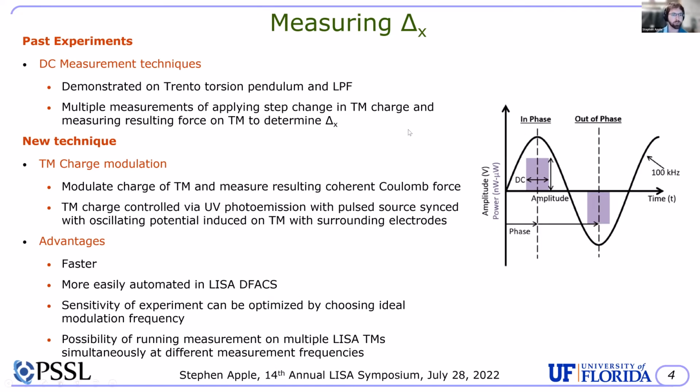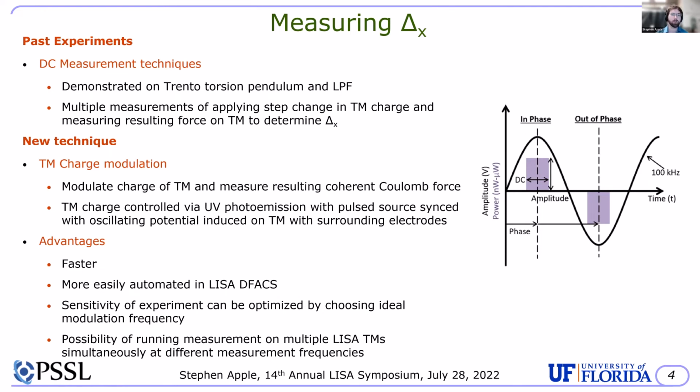With this technique that I'll be describing today, the test mass charge is modulated by shining pulsed UV light that's synchronized with an oscillating potential induced on the test mass with surrounding electrodes. That's illustrated in this cartoon on the right, where the black curve is the oscillating potential induced on the test mass, and the purple square wave is the pulsed UV light that's synchronized with that oscillating potential.